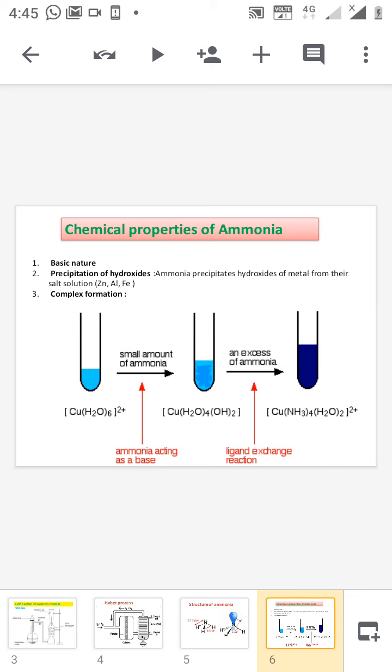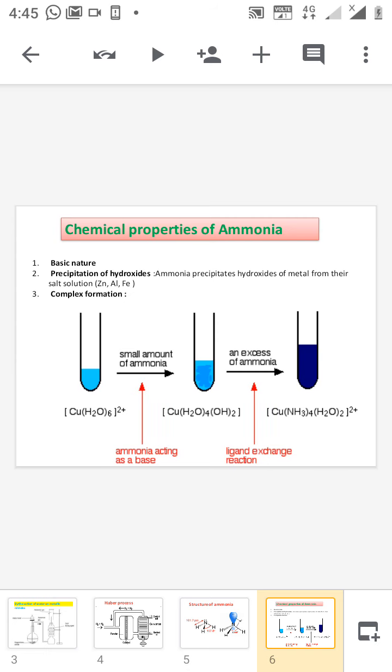Next are the chemical properties of ammonia. As we know, ammonia is a weak base, and it forms precipitates of hydroxides. This is an important test to identify zinc, aluminium and iron. If you treat the ammonia solution with the salt solution of these metals, we will get the corresponding hydroxides. So this is an important test for the identification of zinc, aluminium and iron.